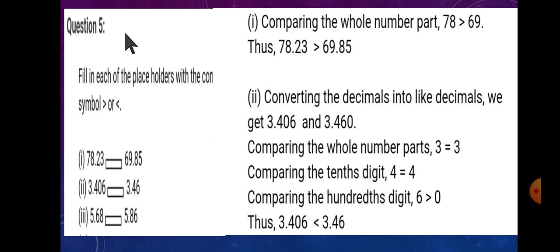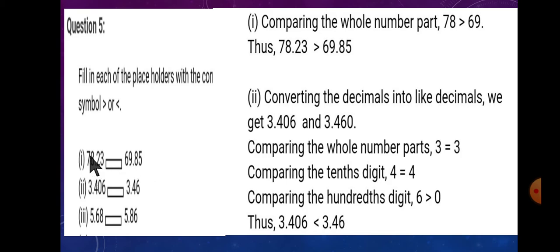Let's see our question number 5. Fill in each of the blanks with the correct symbol, greater than or less than. In decimal numbers, how do you compare which is greater and which is smaller? Comparing the whole number part first. Whole number means before the decimal. Converting the decimals into like decimals, we get 3.406 and 3.460. First you can see the first one is 78.23 and the second one is 69.85.